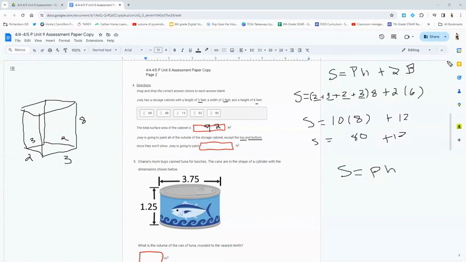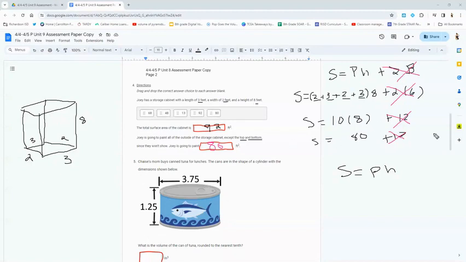So if I want to be lazy, which I do, I am just going to cross out this part of the equation, and I see that my lateral surface area would be 80. Because it's just S equals PH, the perimeter of the base times height. Perimeter of the base is 10, the height is 8, and 10 times 8 is 80.